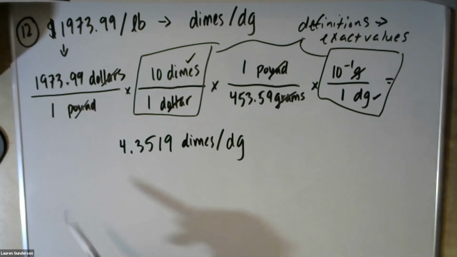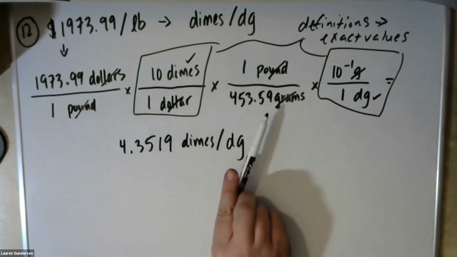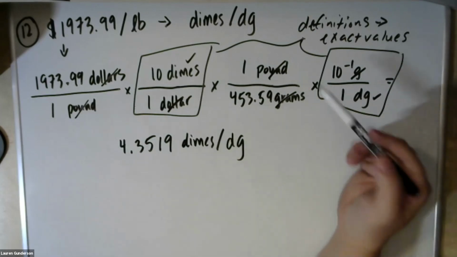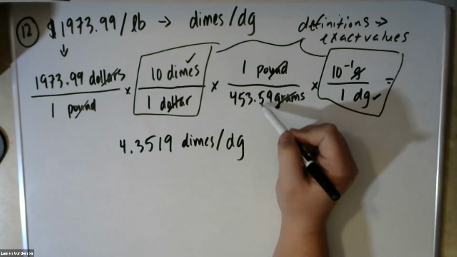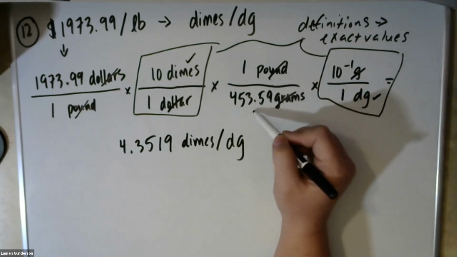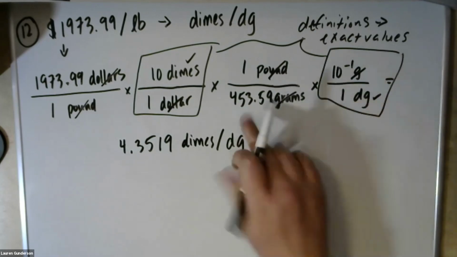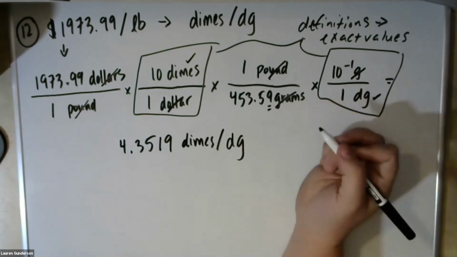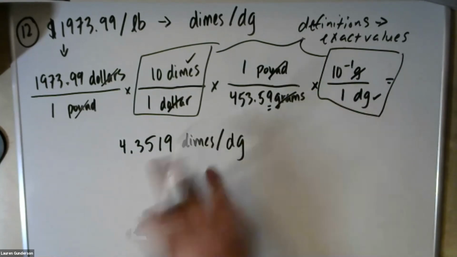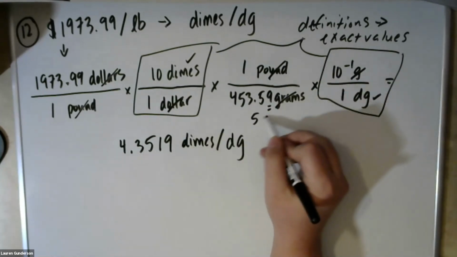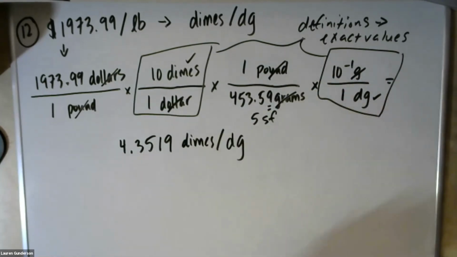Okay, these values are measured values. So when I have my conversion here that says 1 pound is 453.59 grams, this last decimal place was estimated. That makes it a measured value. That means that my final answer has to be limited to the 5 significant figures that are in this measurement, in that conversion factor.